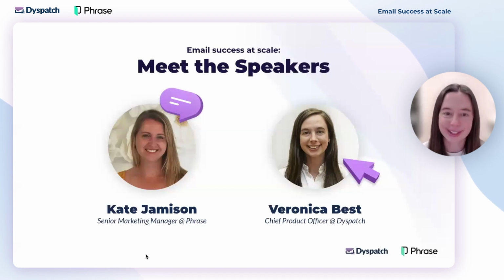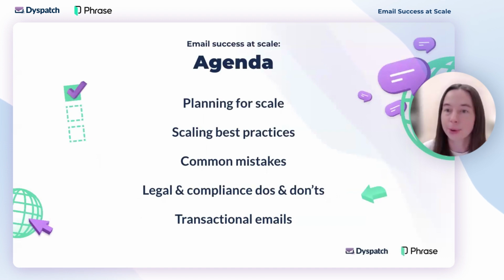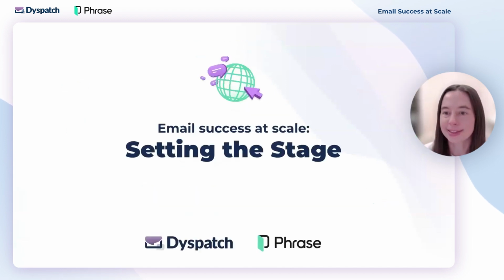So with that, we have a ton of insights. Let's get into it. Here's what we'll cover. We're going to go kind of linearly, so if you were going to build a workflow, this is the process you would follow. We'll start with planning for scale, some best practices, common mistakes, kind of my favorite part, legal compliance, the do's and don'ts. Don't skip that part. That's a good part. And transactional emails. And just a reminder, transactional are the emails that people want to get, like the password reset and shipping notifications and receipts instead of, here's a promotion.